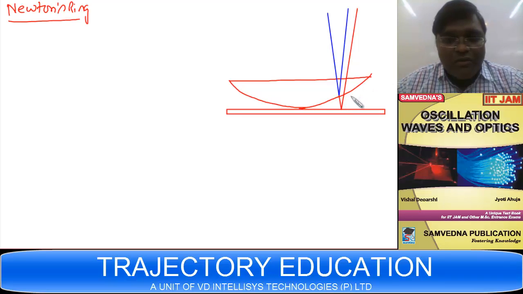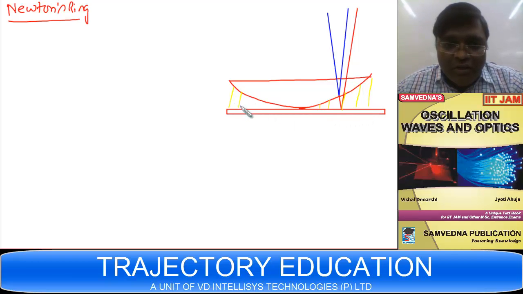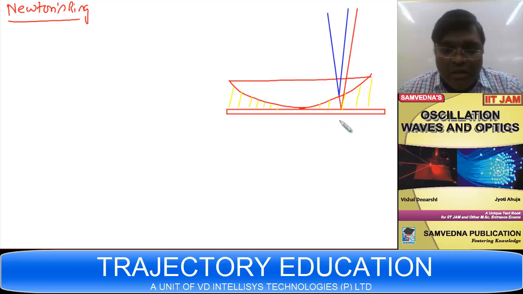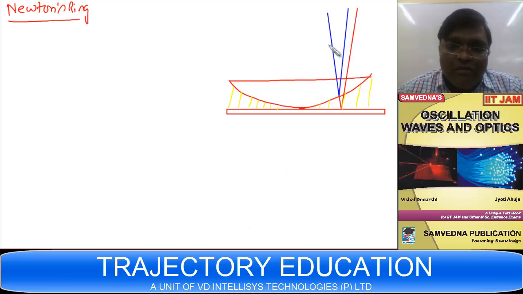So the thickness is increasing. Thickness is increasing over here. Thickness goes on increasing. We will be considering, say, this is the film. I'll draw it in yellow. This is your film. It's 3-dimensional. On the paper it will look 2-dimensional. So this film, and we are considering the interference between the rays.